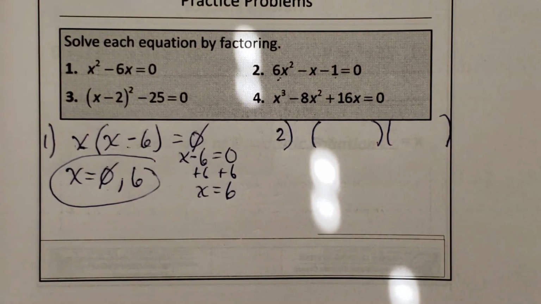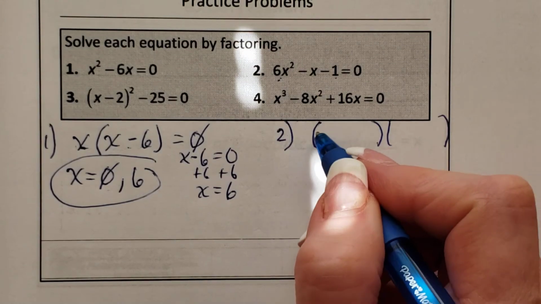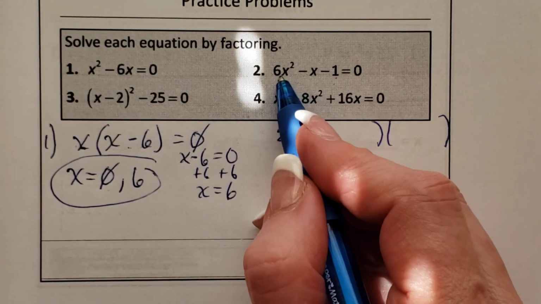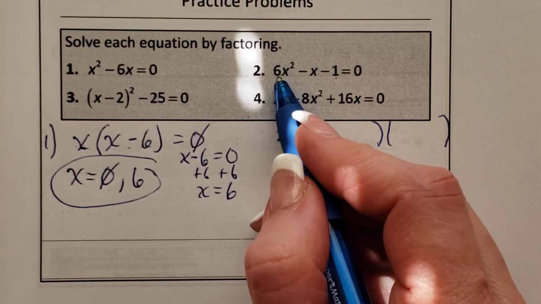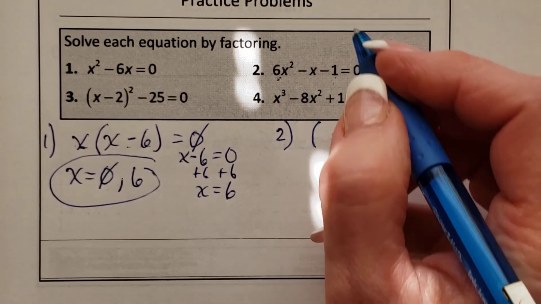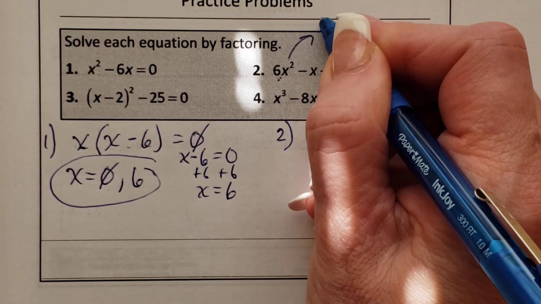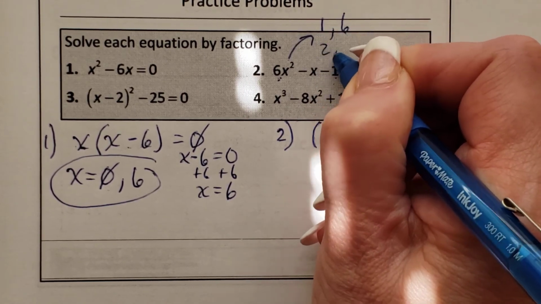Guys, I don't think you're going to have problems with this unless it's a perfect square. The other problems you'll have are when they're ones, but I'm going to go ahead and try working this out. But anyway, the only factors of 6 are 1 and 6 and 2 and 3.